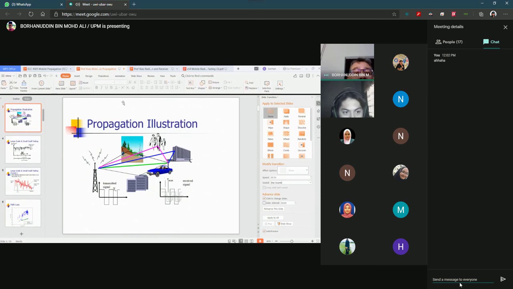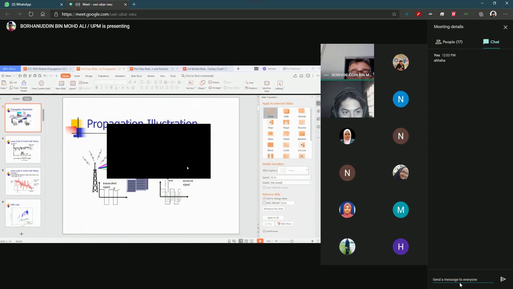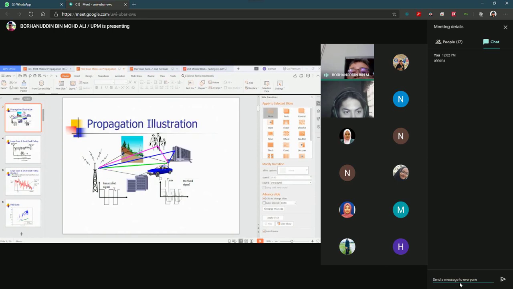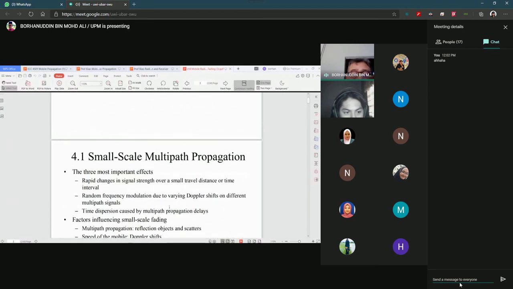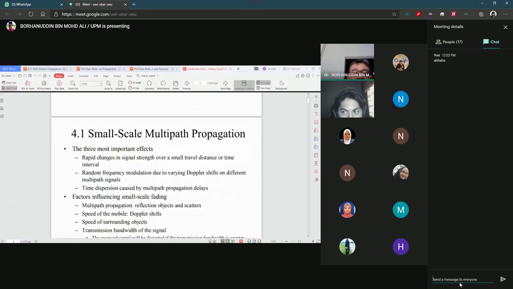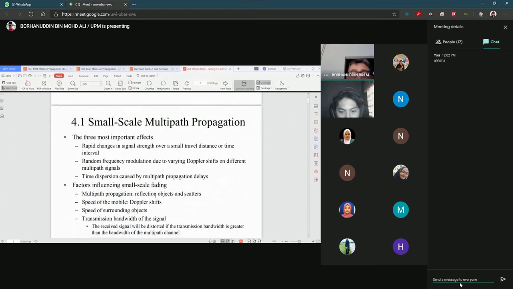So let me see. If I show you this one, are you seeing this one? 4.1 small scale multipath propagation. Yes. Yes. Yeah.